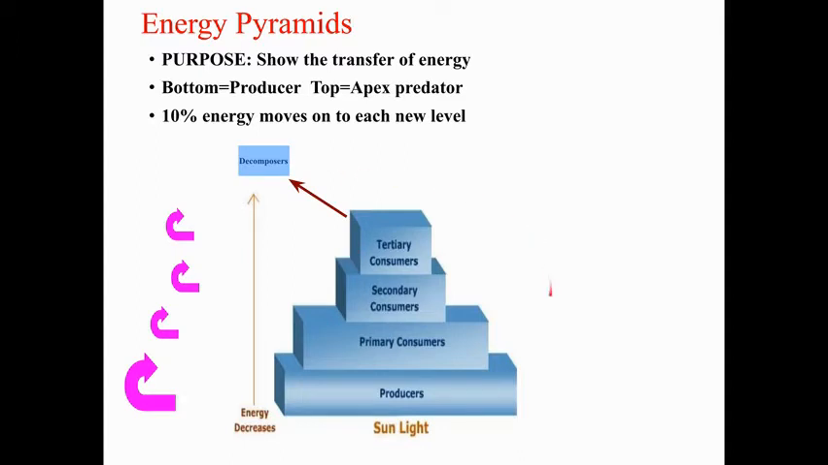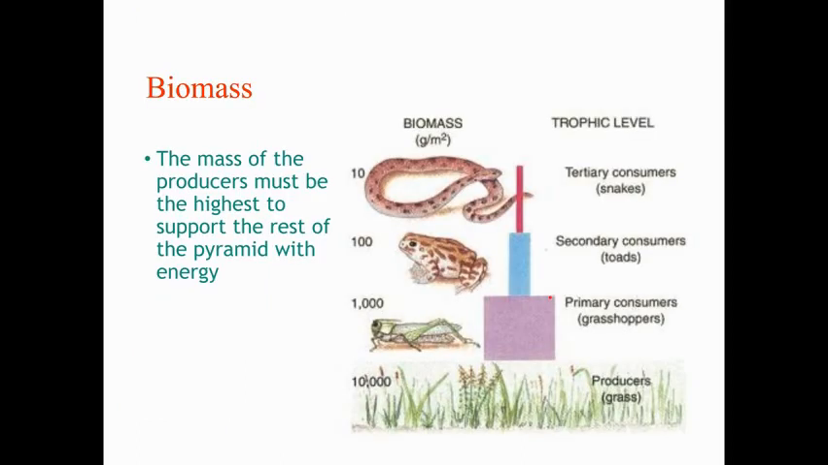This isn't the only thing that we can learn from an energy pyramid. An energy pyramid also represents the amount of biomass. So there needs to be more mass of producers to support the numbers of primary consumers and subsequent numbers of secondary and tertiary consumers. So there's only 10% of the biomass at the next level. So if producers have 10,000 units, the primary consumers will only have 1,000 units, and the secondary consumers would have 100, and the tertiary consumers would have 10.